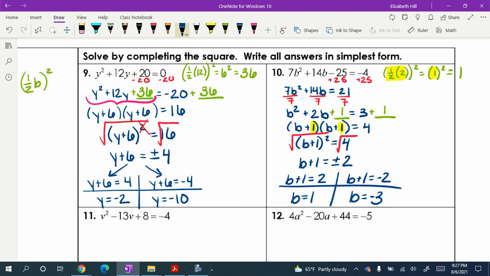Now, don't get me wrong. In both examples here, 9 and 10, you would be able to do some factoring and solve them factoring-wise, but in this situation, we are unable to do that.